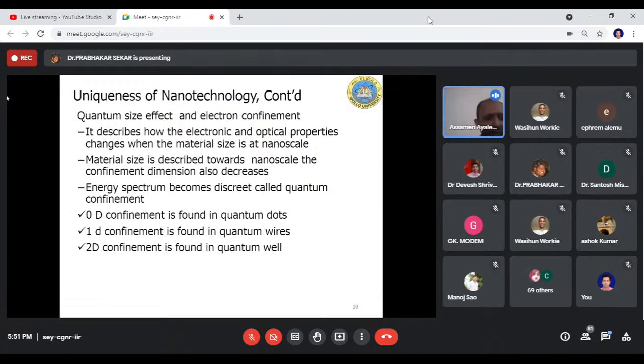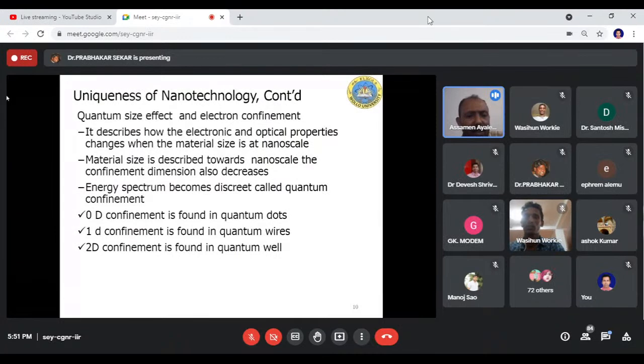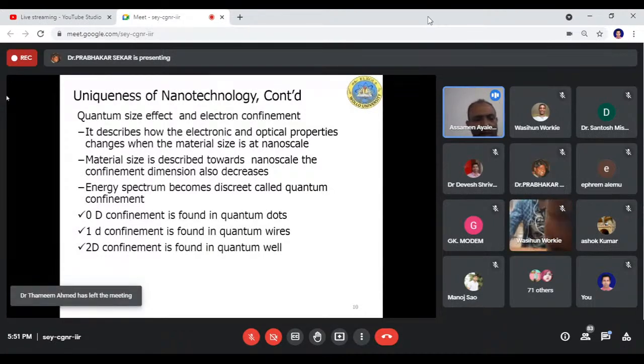The confinement is found in quantum dots, which are very important in designing solar cells and other optoelectronic devices nowadays. In one-dimensional structures, the confinement is found in quantum wires, and in two dimensions, the confinement is found in quantum wells. The next, sir.